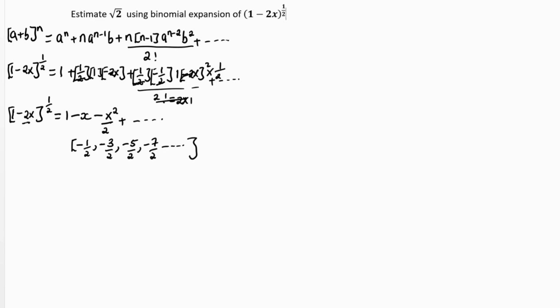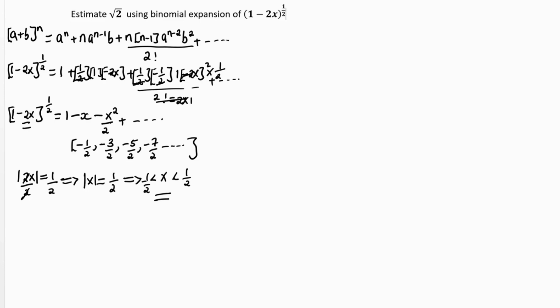So we're going to take the magnitude of 2x, which should be less than 1. We divide by 2 on both sides. Therefore, the magnitude of x should be less than 1 over 2. That is, x is in between a half and negative 1 over 2. So this is the limit for which this expansion is valid.